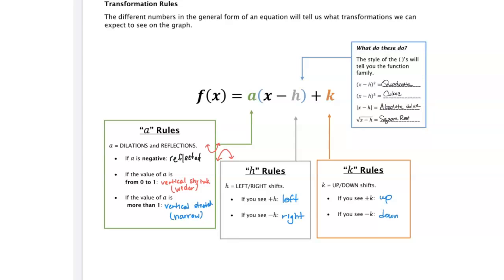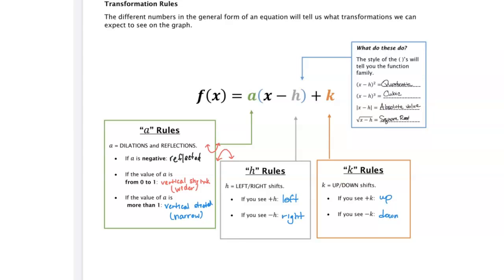So all of these rules you will need to commit to memory or at least reference them on your notes when you're asked different questions. So again, there are A rules, H rules, and K rules. The A always comes right in front of your set of parentheses, or the coefficient of your X. Your K will always come at the end outside of your parentheses, and your H will always be within your parentheses. So do again remember these rules.